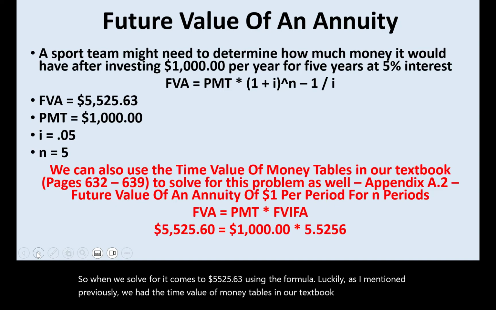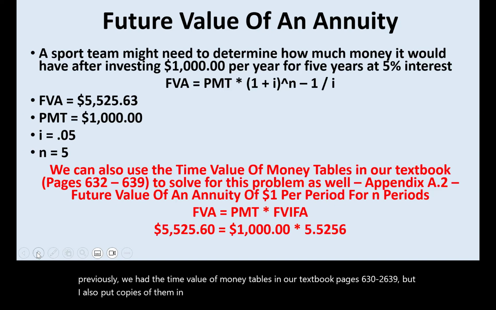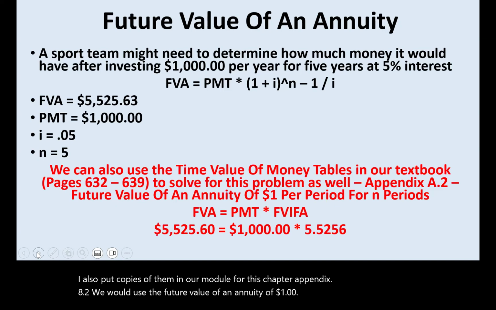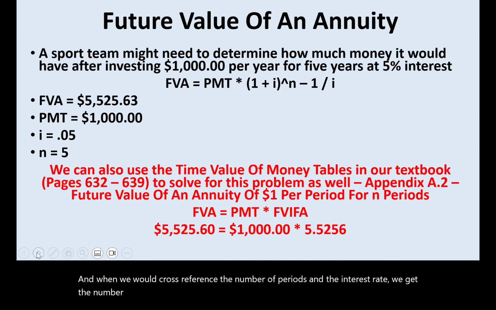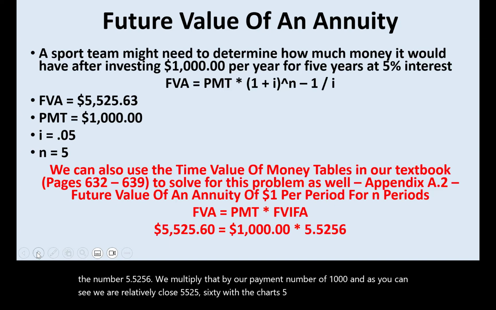Luckily, as I mentioned previously, we had the time value of money tables in our textbook, pages 632 to 639. But I also put copies of them in our module for this chapter. Appendix A.2, we would use the future value of an annuity of $1. And when we cross-reference the number of periods and the interest rate, we get the number 5.5256. We multiply that by our payment number of 1,000. And as you can see, we are relatively close. 5,525.60 with the charts, 5,525.63 with the formula. Just a rounding situation.